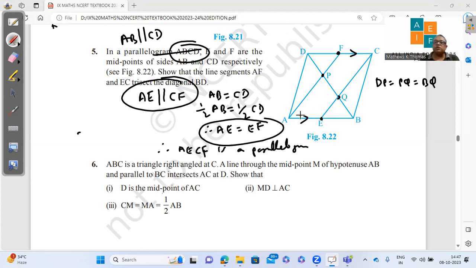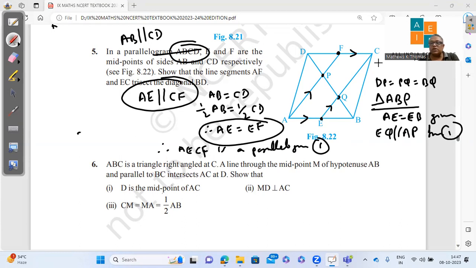Now this is important. Why? Because when we are using the converse of the midpoint theorem, in triangle ABP, E is the midpoint, given: AE is equal to EB. Now, unless we know that this is parallel to this, we cannot say that Q is the midpoint. Therefore, it is important that we prove it's a parallelogram. So E is the midpoint, AE equal to EB, and now I can say EQ is parallel to AP.